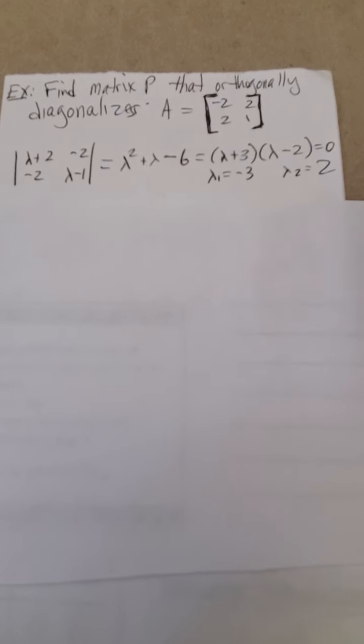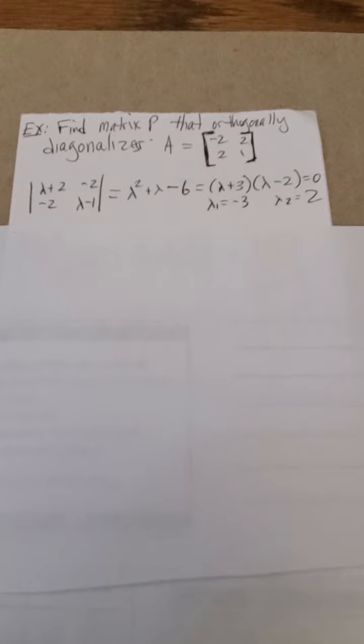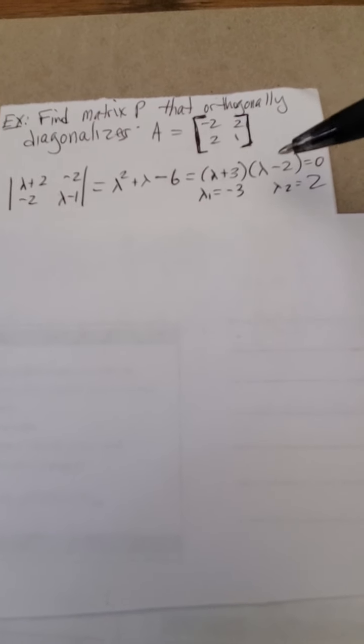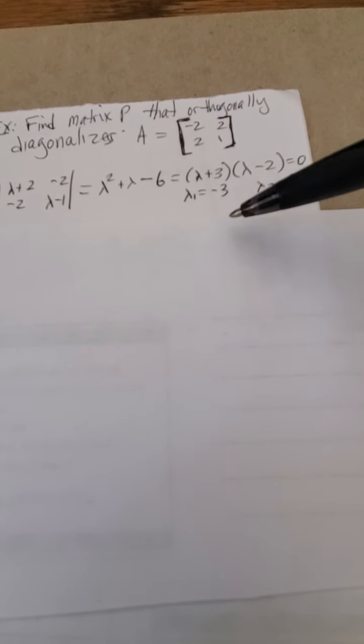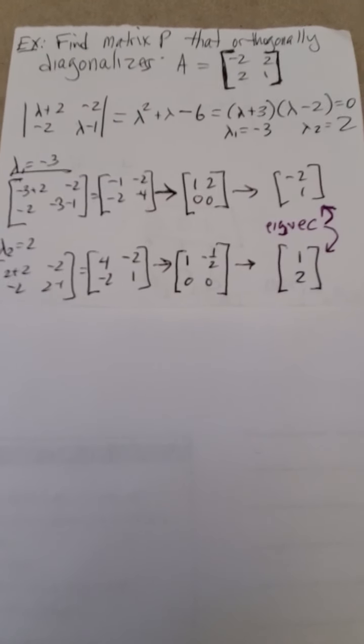So first we look at the characteristic polynomial, and that's going to be lambda minus -2, lambda minus +2, lambda minus +2, and then lambda minus -2. Lambda minus 1, and then you subtract. So you know how to do this. We've done this a bunch of times. Anyway, when we multiply this out, we get lambda squared plus lambda minus 6, which factors into lambda plus 3, lambda minus 2 equals 0, and that gives us our two eigenvalues: lambda 1 is -3, and lambda 2 is +2.